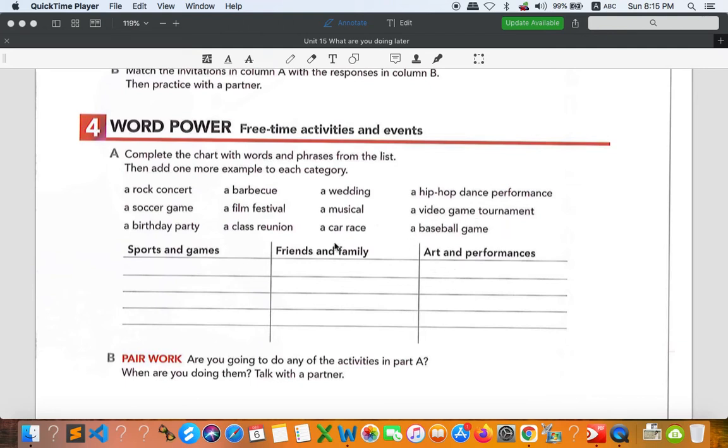So, sorry, is a sports and game tournament. Okay, almost missed this one. A baseball game, sports and games. All right. Okay, so that's it for this activity.